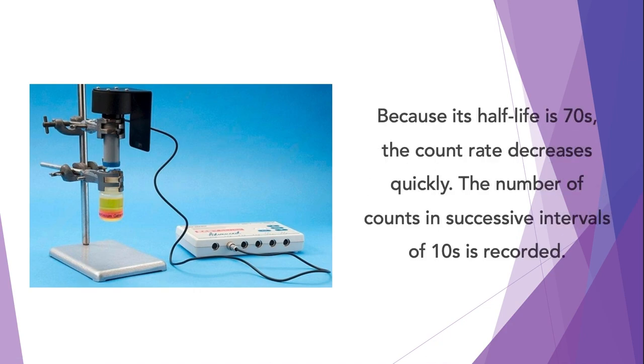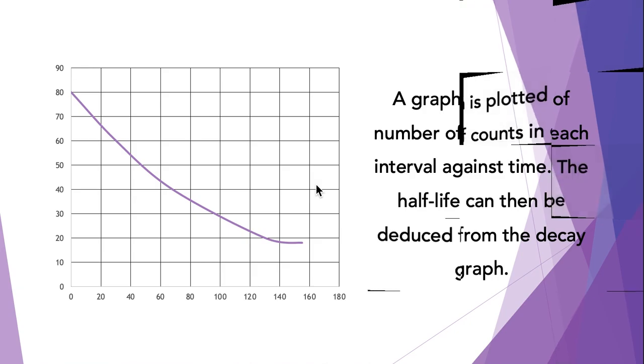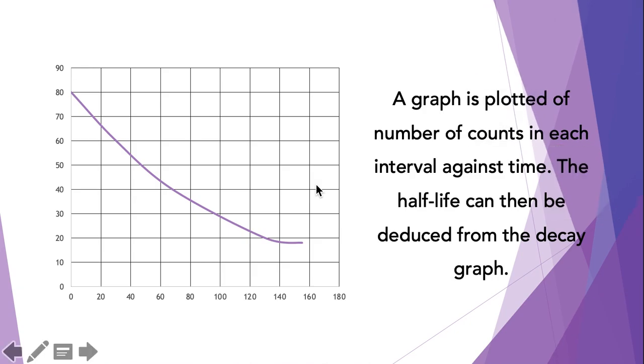Because the half-life of protactinium is 70 seconds, the count rate decreases quickly. So the number of counts in successive intervals of 10 seconds is recorded. Then we plot this graph which shows the number of counts in each interval against time. The half-life then can be deduced from the decay graph.